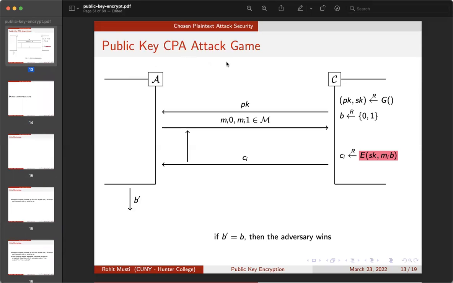Oh yeah, great question, Jason. This is another position where this should not be SK. This should be the public key. Sorry about that. Always encrypting with the public key, always decrypting with the secret key. Just when I made my slides, I must have miscopied something a couple times. So sorry about that.